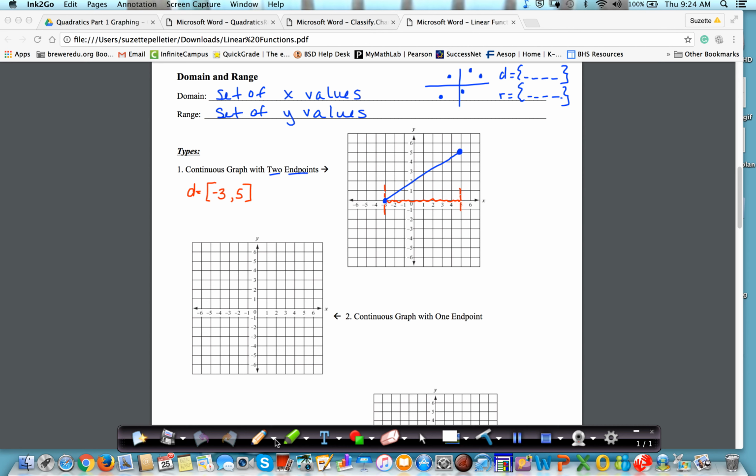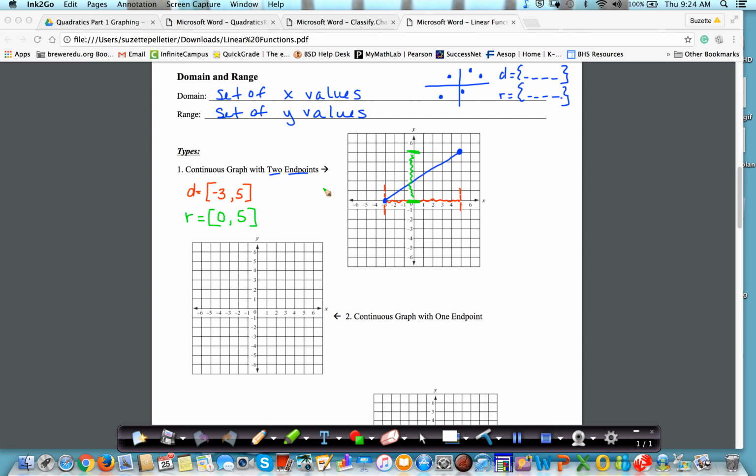Then I'm going to do the same thing for my range, but I'm going to change the color a little bit for you. Now I'm going to look at my y-axis, and I'm going to say this is where it starts on my y, all the way up to here. That's the highest point. So now I need all the values on my y-axis between those two cutoff points. My range is from 0, my lowest point on my y, to 5, my highest point. So 0 to 5. And again, I'm closing those brackets because those points are included in the set.